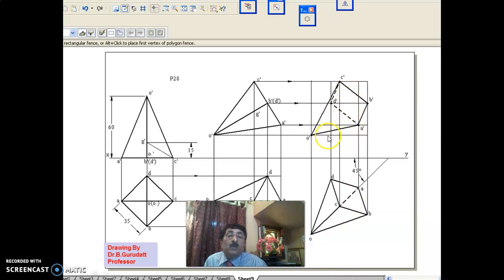Totally 6 edges are over. You are left with O dash B dash and O dash D dash. O dash B dash, since it is nearer, is darkened. O dash D dash, since it is away, is made dark dotted. In that way, 8 edges are completed, and finally show the axis. This completes the problem number 7, which is a problem of hanging.